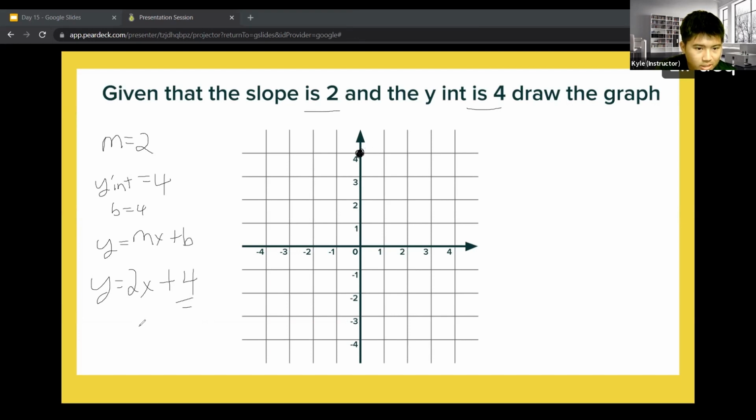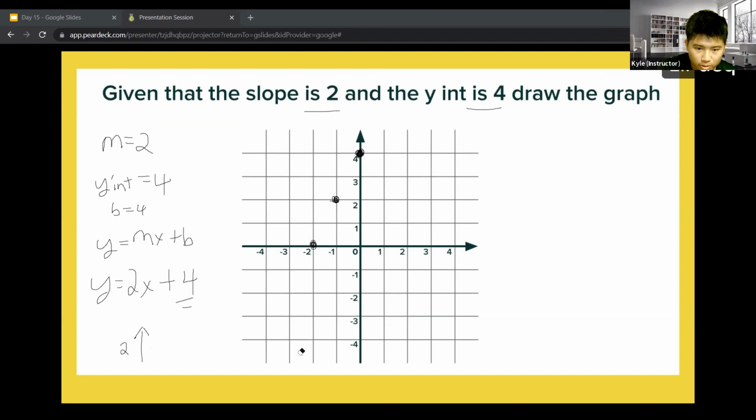Next, I know that it's going to go up by 2. So basically, for every 1 x, I go up by 2. Now I can draw the opposite as well. So for every negative x, I go down by 2. You guys can kind of see that slope works like this. It goes up by 2 and then across by 1. And then if I go down again, it goes up by 2 and then goes across by 1.